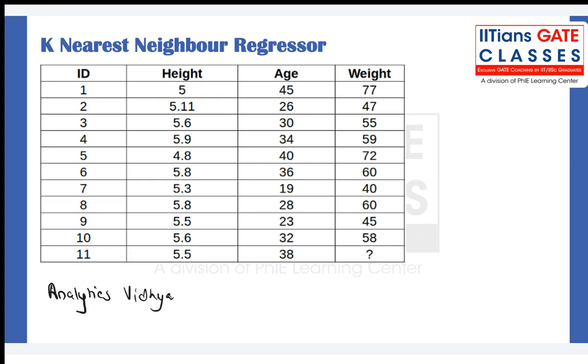Let me first explain the data set. The data set consists of IDs, where ID denotes just a unique number. Height, where height denotes the height of an individual. 5, 5.1, 5.6 are different heights in some scale. Okay, let's not worry about the scale. The age denotes the age of the person, and the weight denotes the weight of that person. Okay.